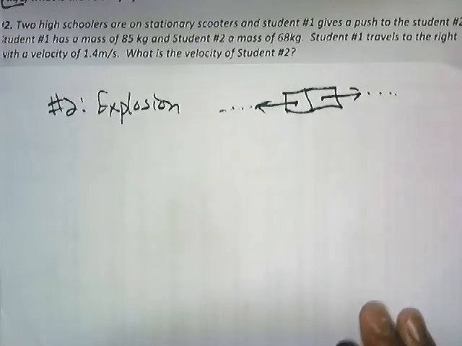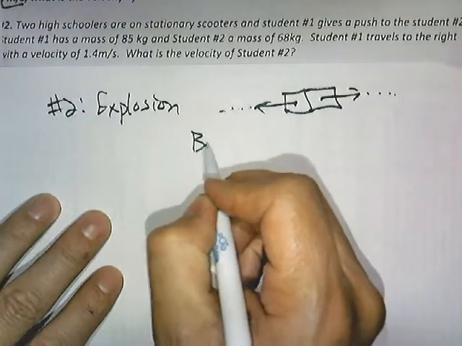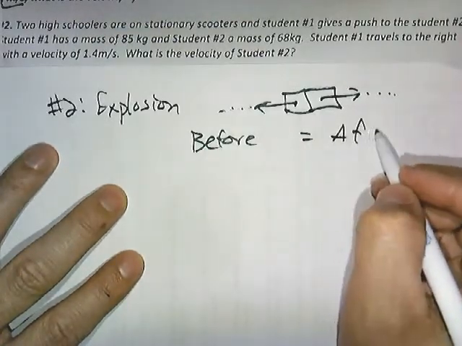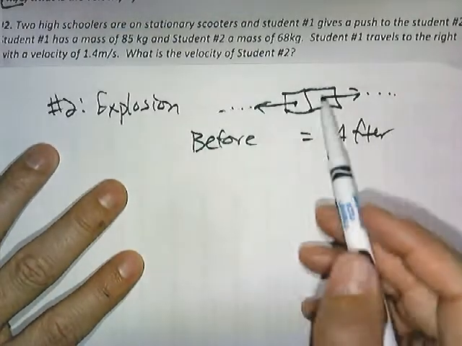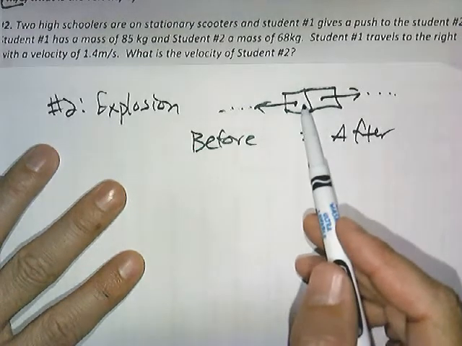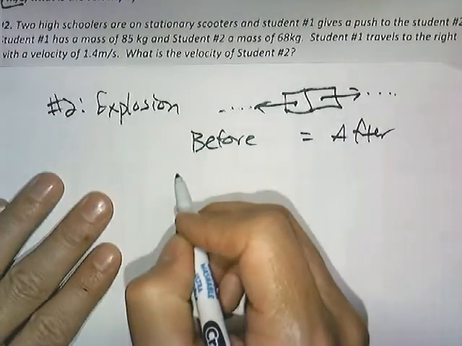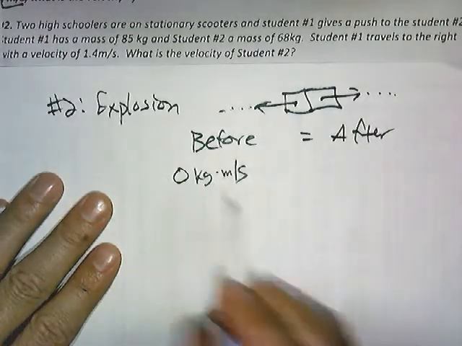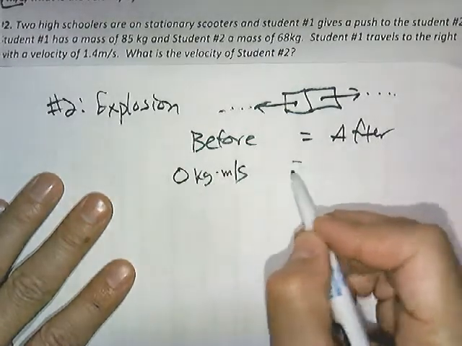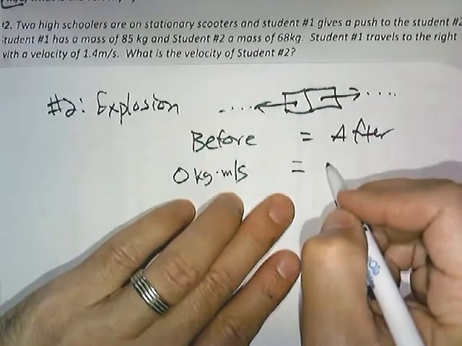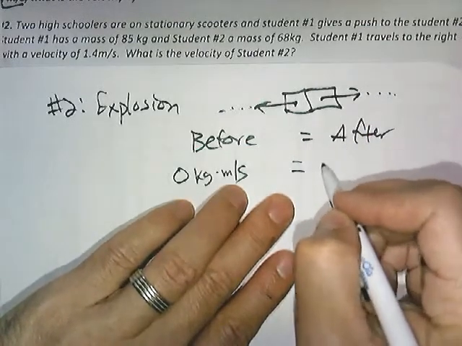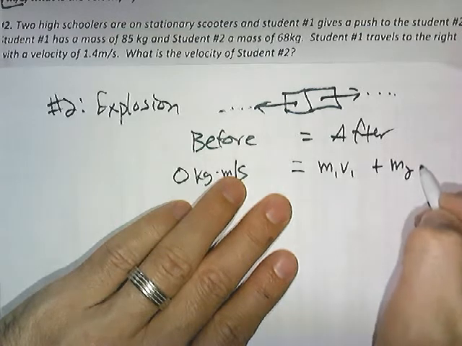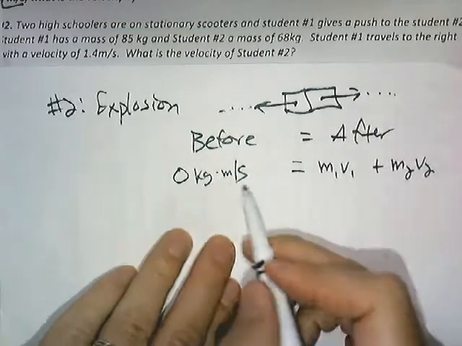We know it's an explosion collision, so the total momenta before the collision must equal the total momenta after the collision. Before, they're both at rest, so there's no momentum prior, 0 kilogram meters per second. However, after, there are 2 objects. So the momentum of object 1 plus the momentum of object 2 must equal 0.